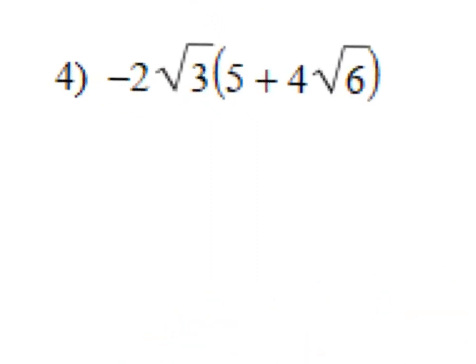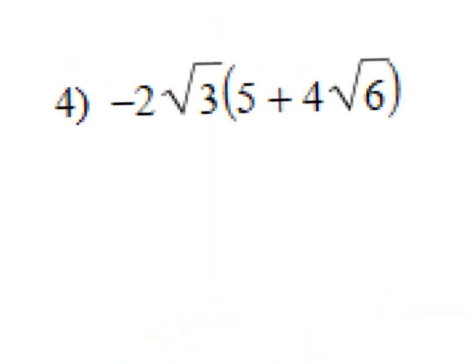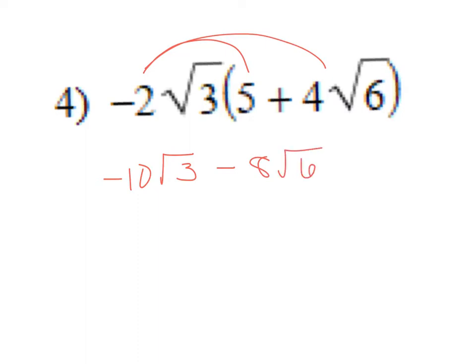Okay, number 4. So we're doing the same thing here. We're going to go ahead and distribute. So I get negative 10 root 3 minus 8 root 6. Now the square root of 3 and square root of 6 can't be reduced, so this is going to be your answer.